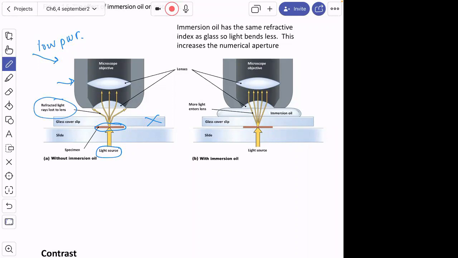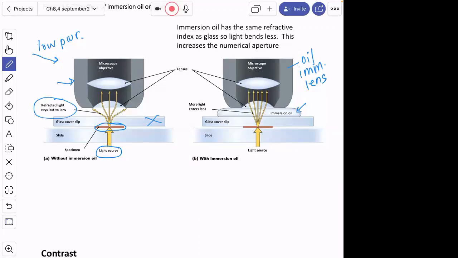But if we use a lens that is designed to be used in oil, an oil immersion lens, which is primarily the way we're going to see bacterial cells in the lab, we have an oil immersion lens that's designed to go right down into and touch some oil.